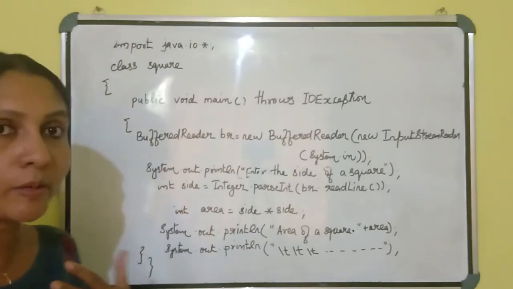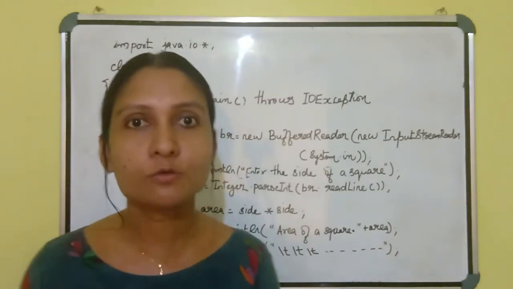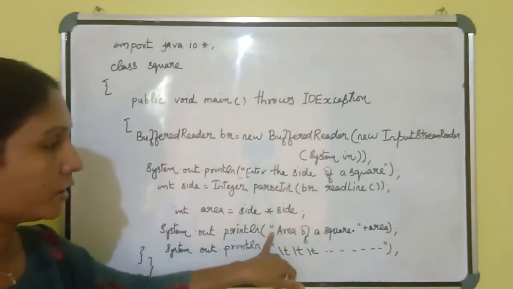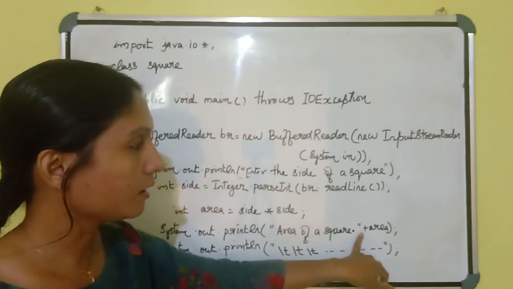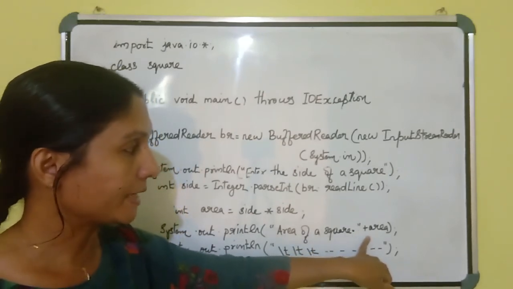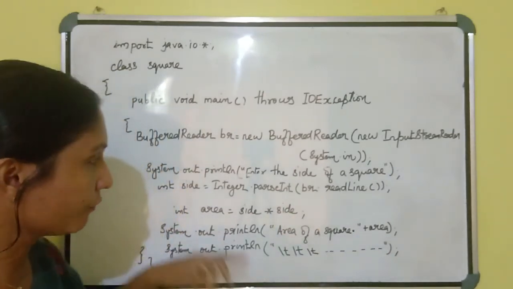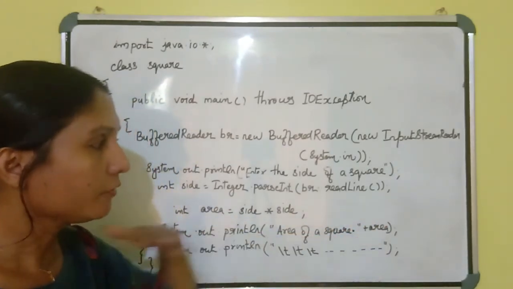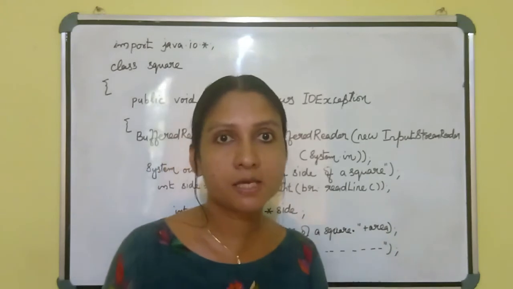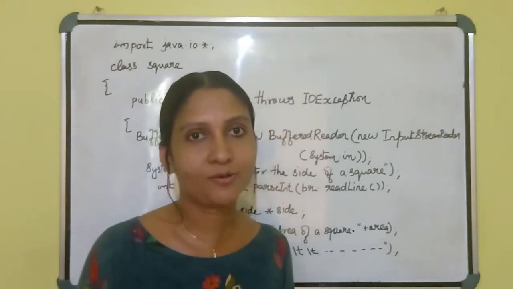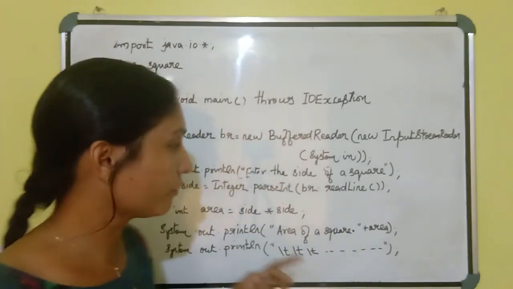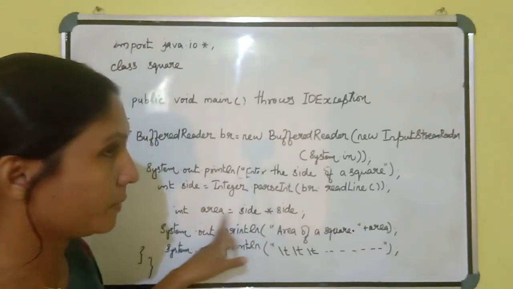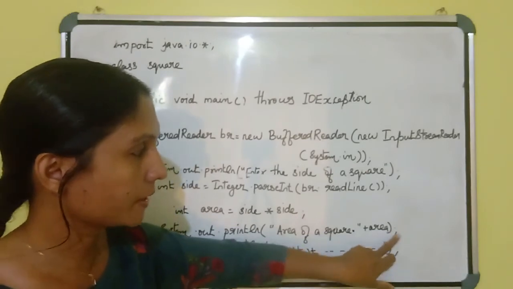After that, we have to provide the value to the user. How? System.out.println, within bracket, within inverted commas: Area of a square = and close the inverted comma, plus area. If you want to get the value of that area, you need not write inverted commas around it, because if you write the inverted commas, the word area itself will be printed. You want the value of that particular variable, so without inverted commas you must use the variable name. Write like this and close the bracket, semicolon.